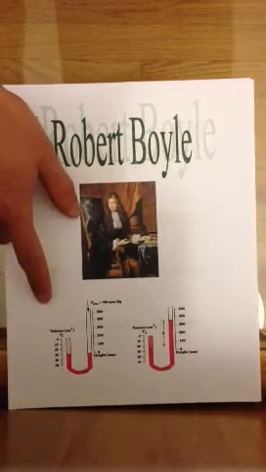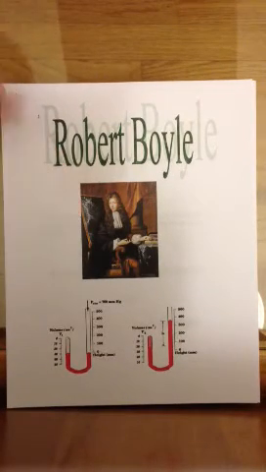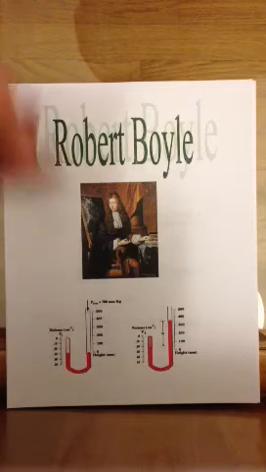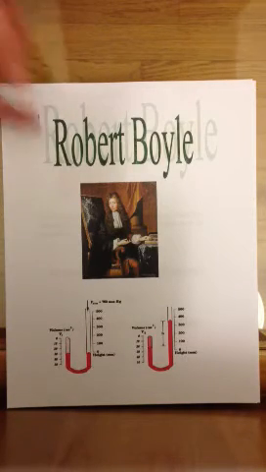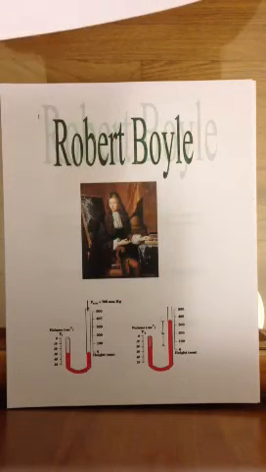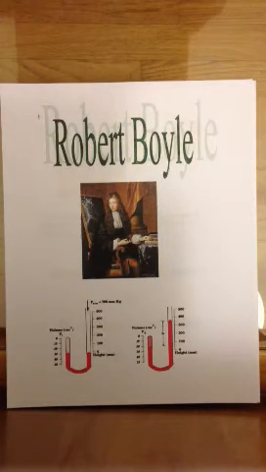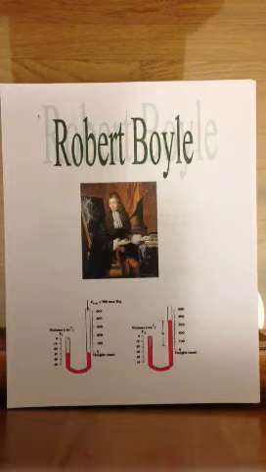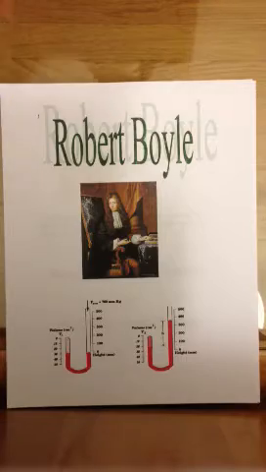He used a J-shaped tube in which a certain volume of gas was trapped above a column of mercury. By adding additional mercury into the tube, Boyle was able to change the pressure of the gas. By doing this, he was able to see how changing the volume a gas occupies affects its pressure.